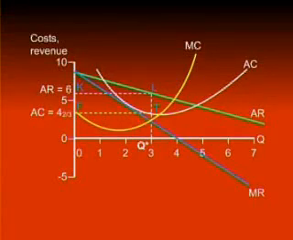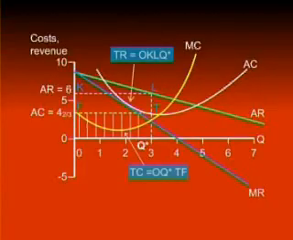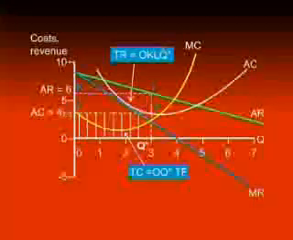And then we see what the area OKLQ star will be. This, my friends, will be the total revenue that the firm will make. The area under the average revenue curve will be the total revenue that the firm will make. It will sell OQ star units of output, and the price will be 6 crore rupees.